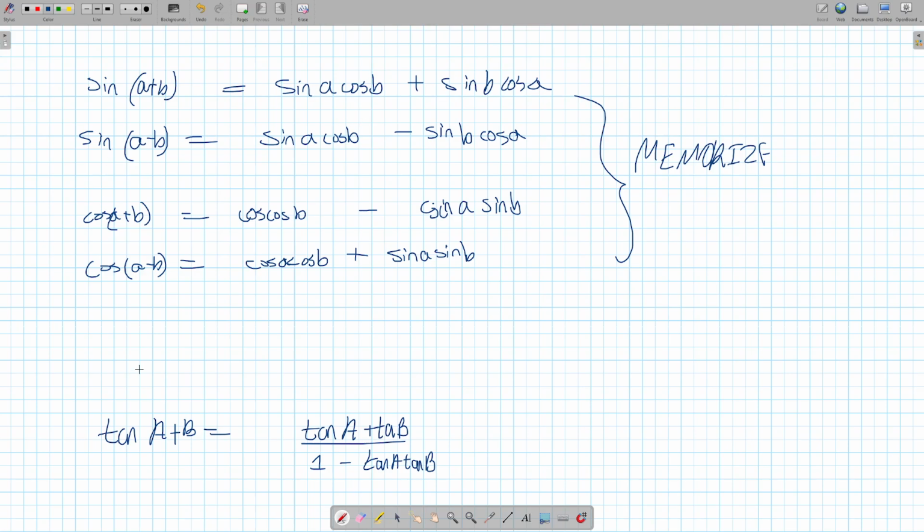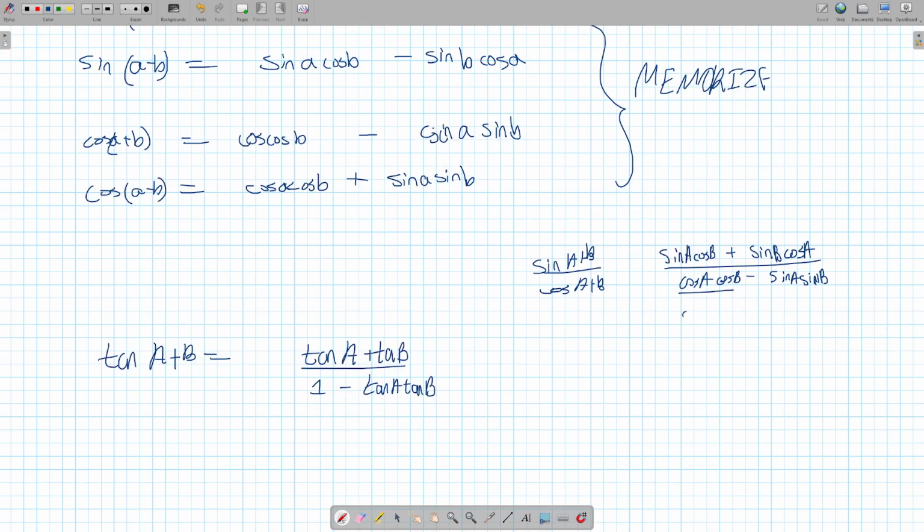If you want to derive this, here's what you do. Tan A plus B is the same as sine A plus B over cosine A plus B. And if you plug in these two rules over here, you're going to get that it's equal to sine A cosine B plus sine B cosine A over cosine A cosine B minus sine A sine B. And then you divide by cosine A cosine B up and down.